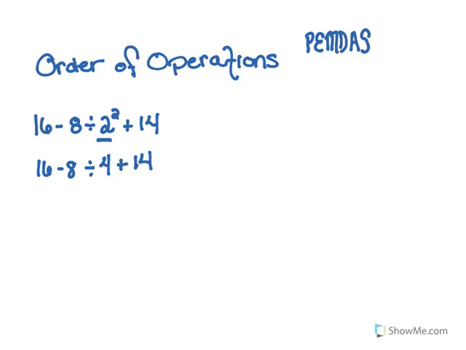And then we're going to go ahead and do our multiplication and division from left to right. So I don't have any multiplication, but I do have division right here. So I'm going to divide negative 8 divided by 4, and that's negative 2 plus 14. So now we're just going to add and subtract from left to right. So 16 minus 2 is 14, plus 14, and then we do 28.